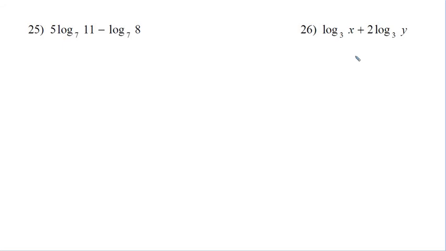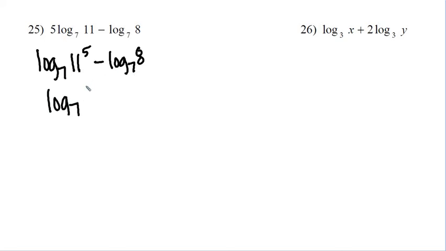Number 25. Just like every other math sentence that you've ever done, you read from left to right and you do PEMDAS. So I'm going to have to deal with this power first, because the 5 only goes to the 11 and not the 8. So I'm going to write this as log base 7 of 11 to the 5th minus log base 7 of 8. Now I know that subtracting two logarithms can be written as a single logarithm as the quotient of their arguments. So 11 to the 5th over 8.